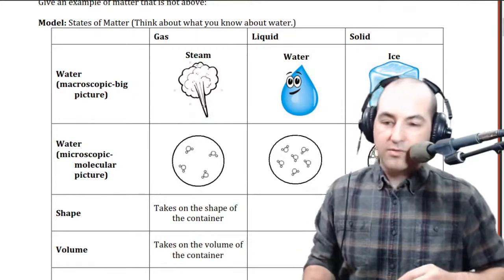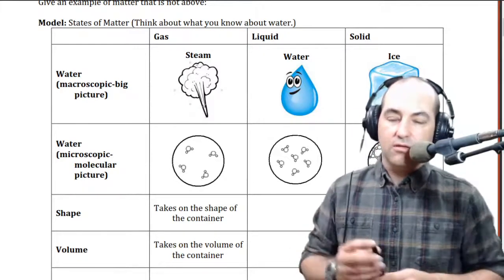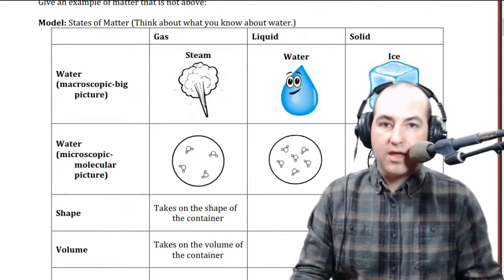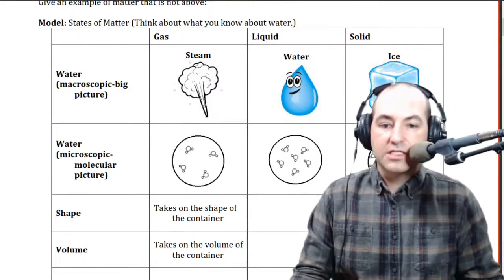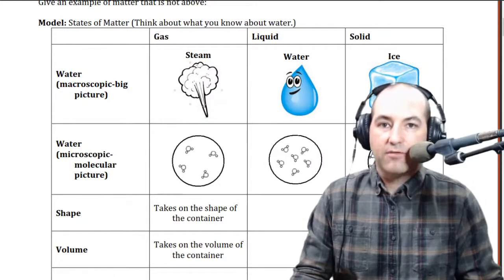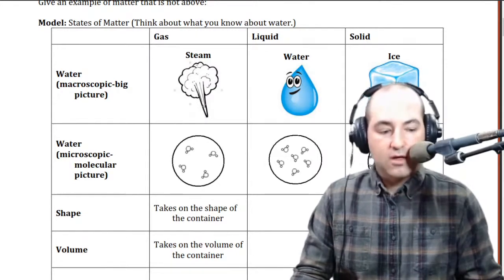I am going to, as before, go through the worksheet and talk a little bit about matter and chemical and physical changes. We'll see how far we get today. Probably about halfway through, and then we'll have another stream later this week.